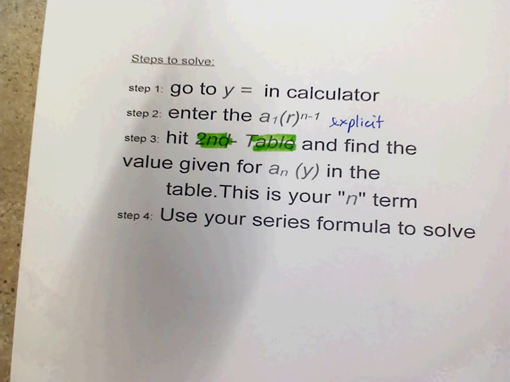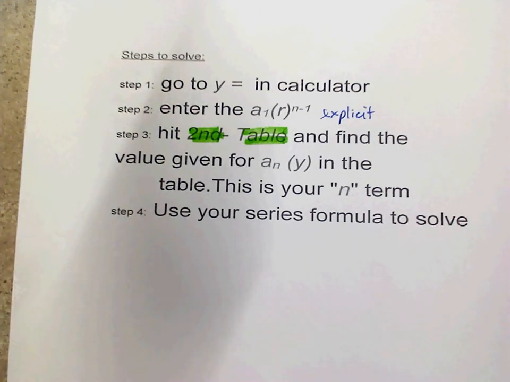Go to your y equals. It sounds more complicated than it is. Enter your explicit formula under the y equals. Hit your table. Go look for your n that matches that number, and then you are going to use that to try to help you find your n. Once you find your n, you can use your sigma formula, or you can use the S sub n formula. Either one, you're going to get the same answer, okay?